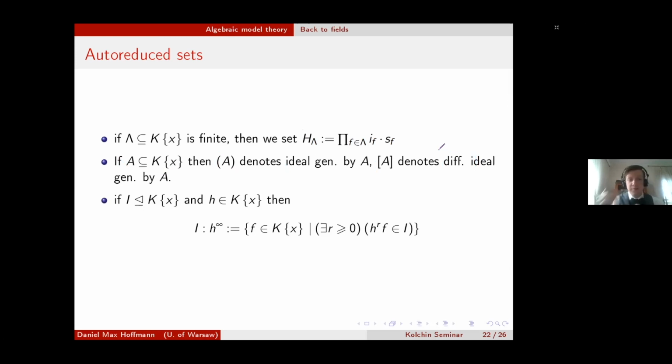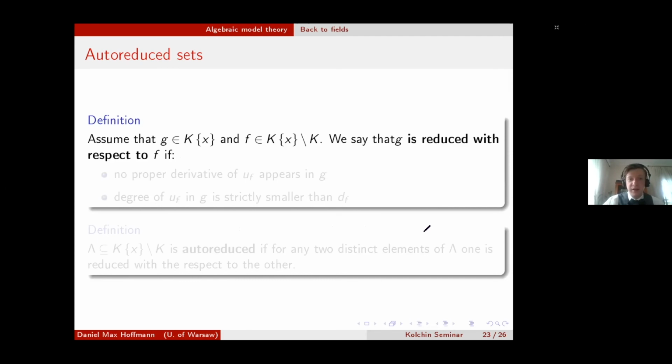And then the last part. So if I have an ideal, just an ideal in my differential ring, consisting of differential polynomials, not necessarily a differential ideal, not necessarily closed under the derivations, then I define this. I don't remember it, I think it's called quotient. Okay, I define this guy. And then I can say what it means to be reduced.